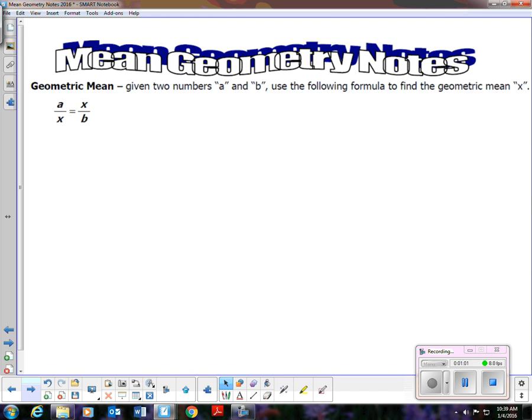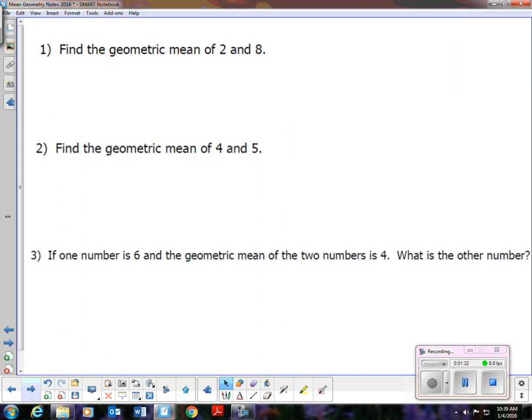All right, so geometric mean. I also titled this Mean Geometry News. Geometric mean of any two numbers, a and b. So a and b are two numbers, and the geometric mean is the value x. In Algebra 2, you'll see it done like this: we cross multiply, x squared equals a times b, so that x is equal to the square root of ab. And that's how they look at it in Algebra 2. But in geometry, we use it as a proportional setup because it's a proportion, and there's some proportional properties going on here. So let's look at a couple practice problems.